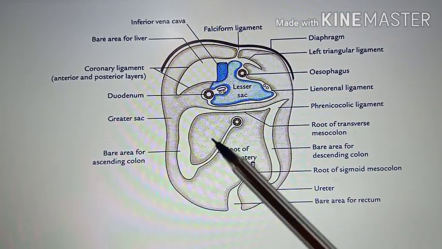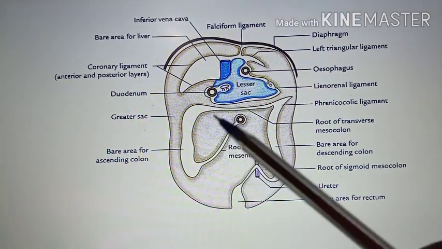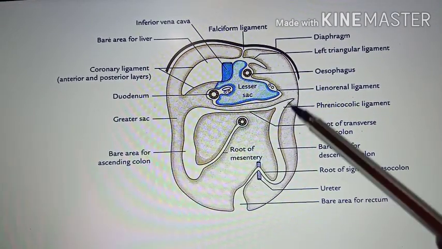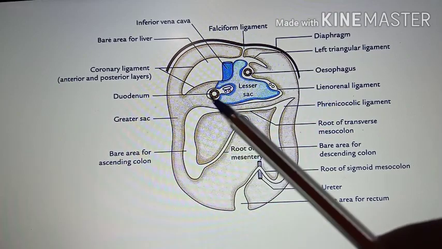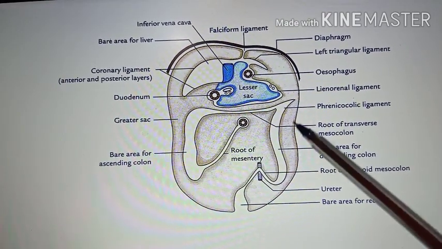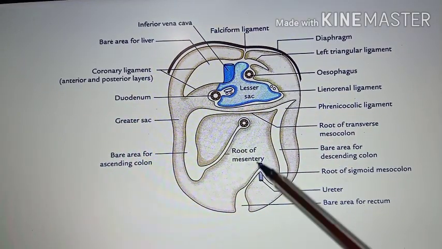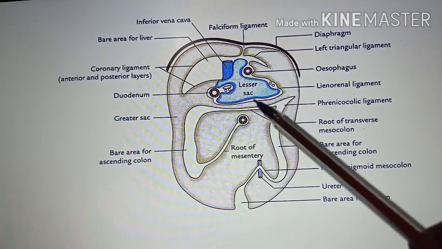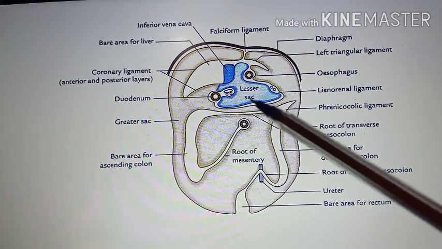So in this picture, you can see the organs are all removed. What you are seeing here, this entire thing is the peritoneal cavity. This larger portion is forming the greater sac, whereas this bluish colored area is forming the lesser sac.